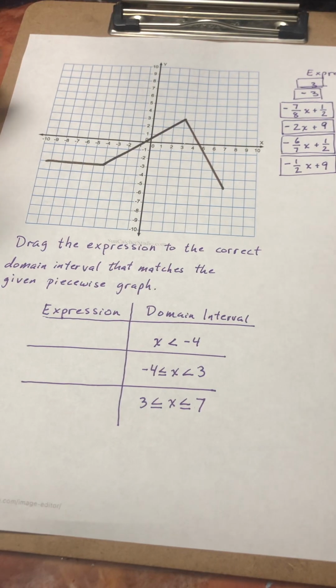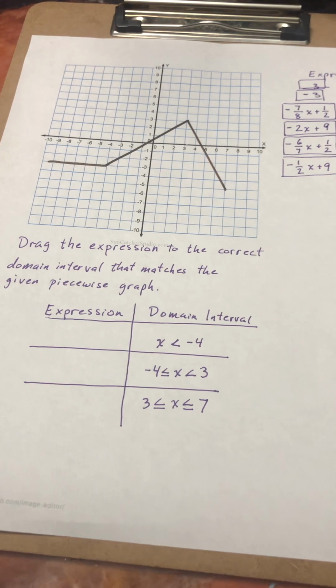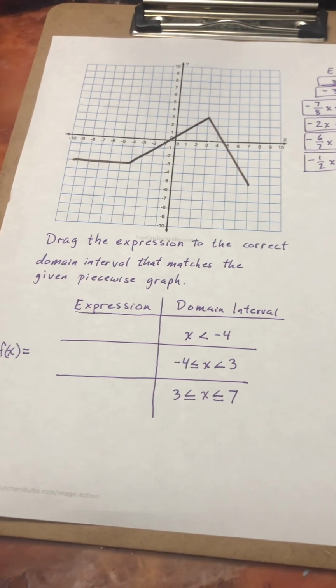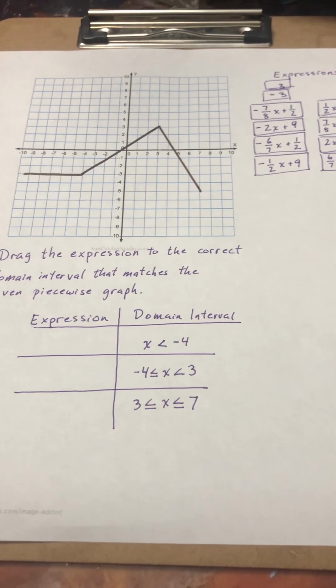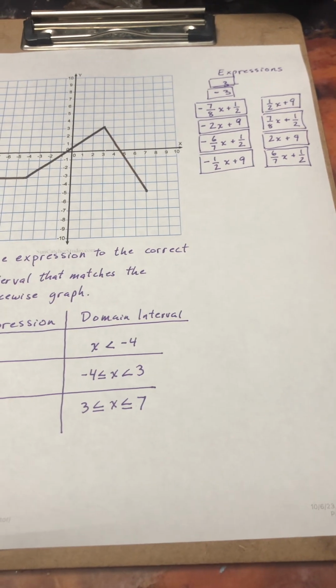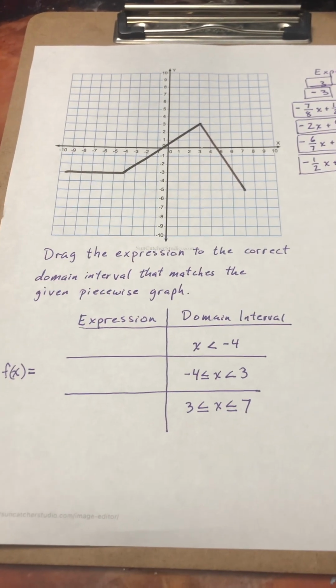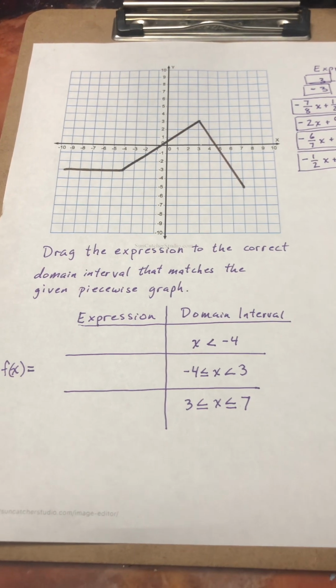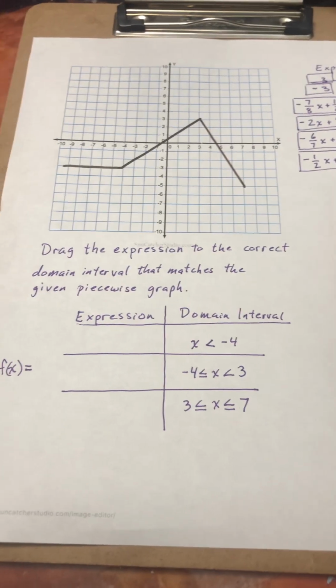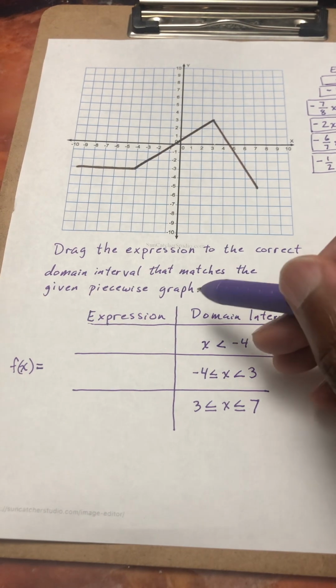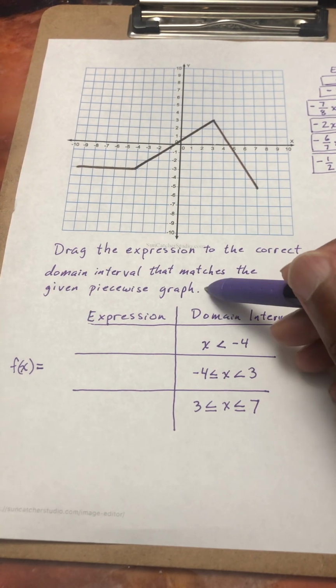Okay, so now here's what you sent me. Here's the graph. Here's the instructions, and here down is where it says that f of x is equal to one of these expressions, and the domain interval, and these are the expressions. So let's go through it. It says drag the expression, right? That's these up here, to the correct domain interval that matches the given piecewise graph.